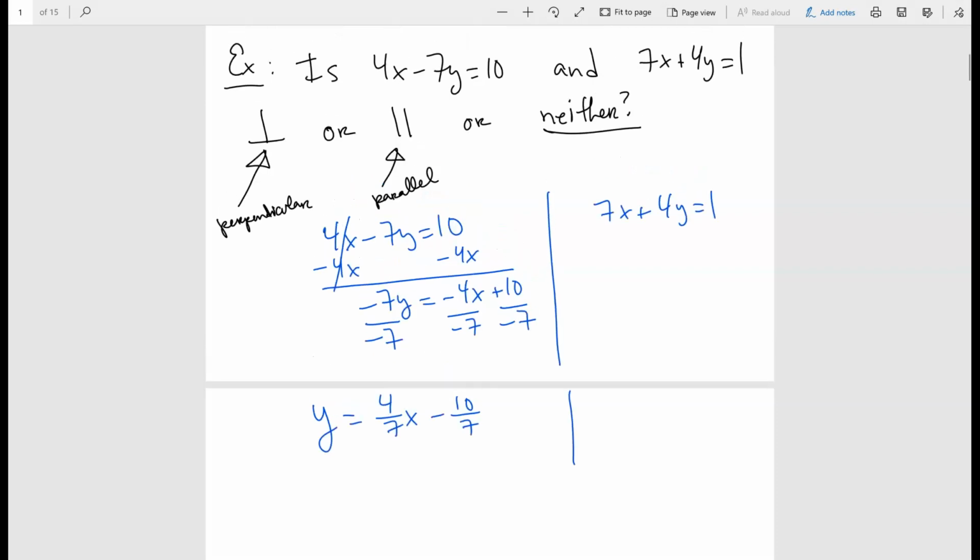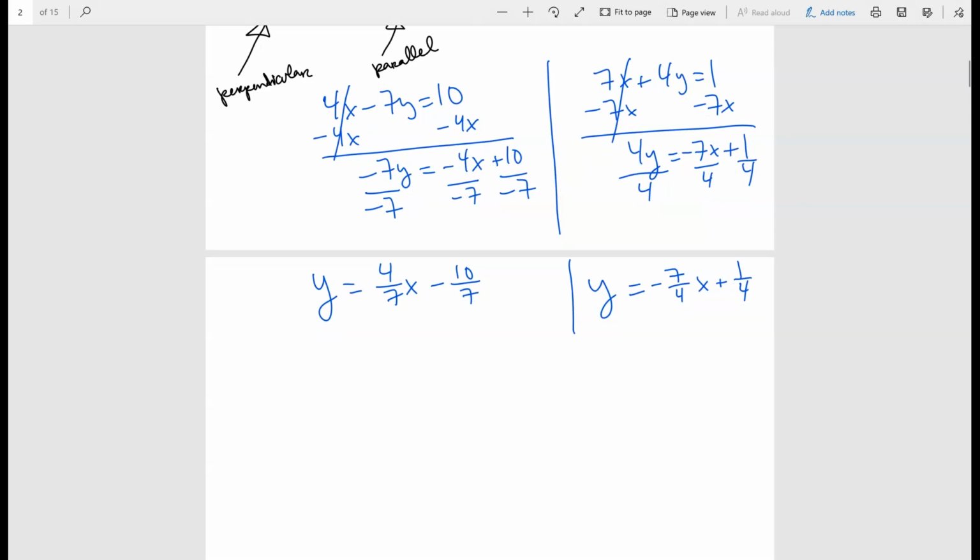Now what about the other one? I'm going to solve for y to write it in y equals mx plus b form. So 4y equals negative 7x plus 1. I'm going to divide by the 4. So now y is equal to negative 7 over 4x plus 1/4.